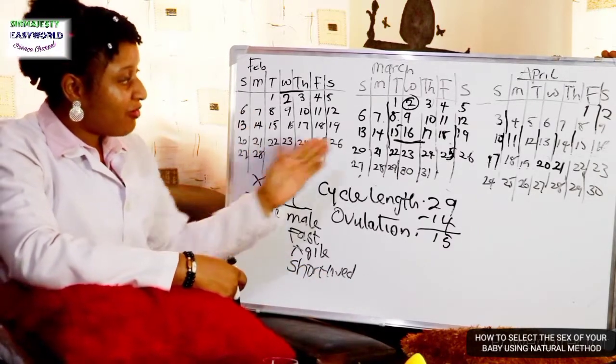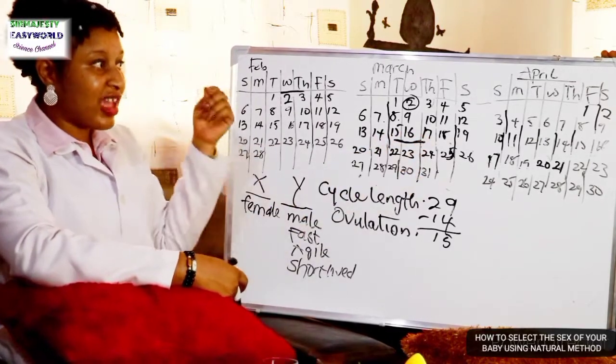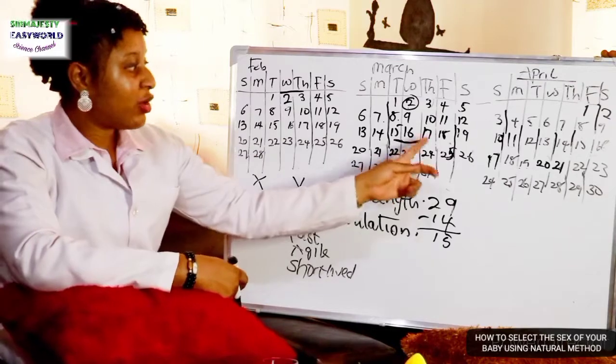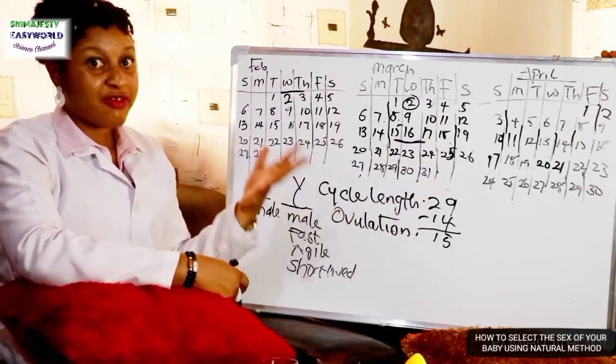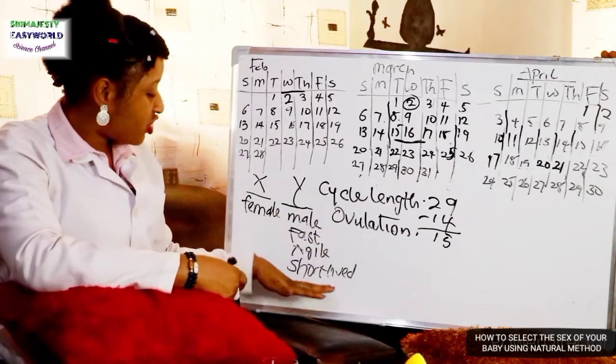So if I have sex before, or even after the ovulation, maybe on day 17, because the Y sperm are faster than the X sperm, what are they going to do? They are going to meet the egg faster than the X sperm. So that is how to get a male child.